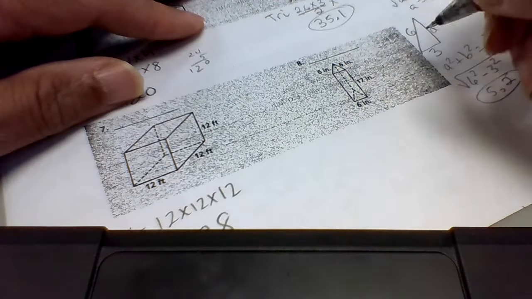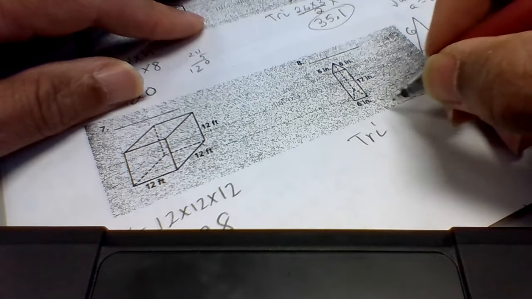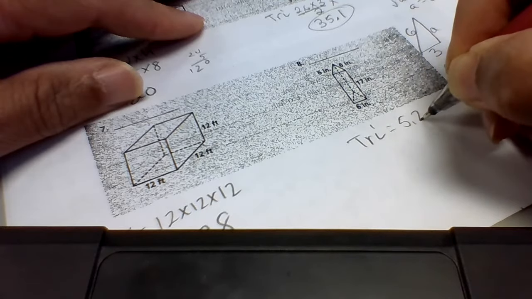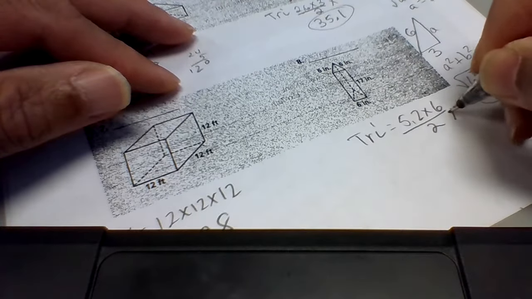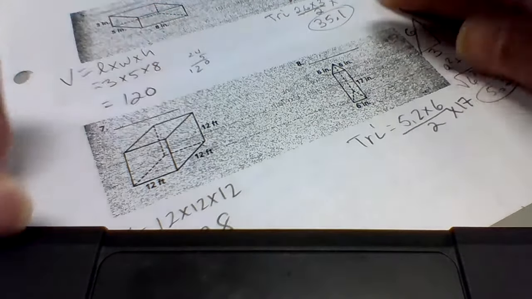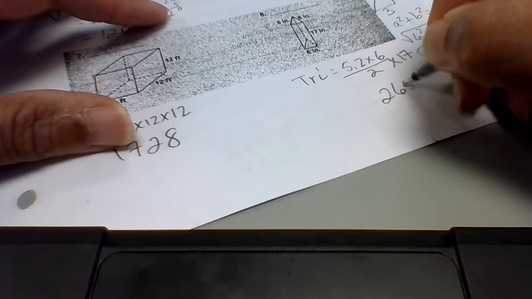And I need to find the area of the triangle. So the triangle is going to equal 5.2 times the base, which is 6, divided by 2, times the height of the shape, which is 17. And when I do that, I get 265.2.